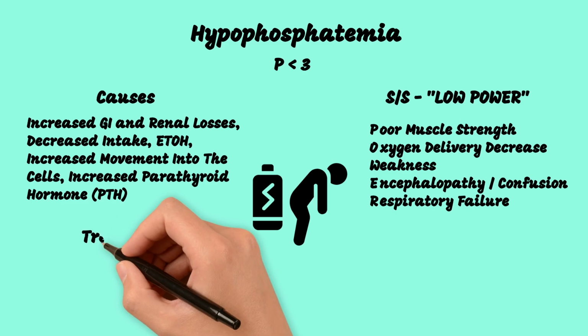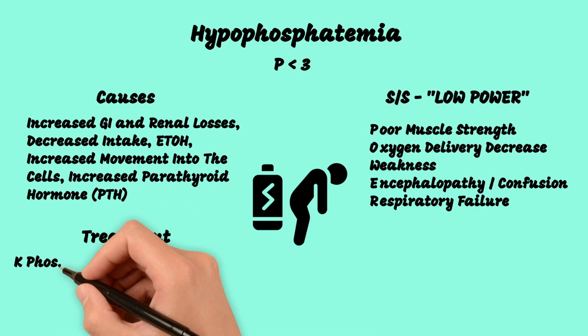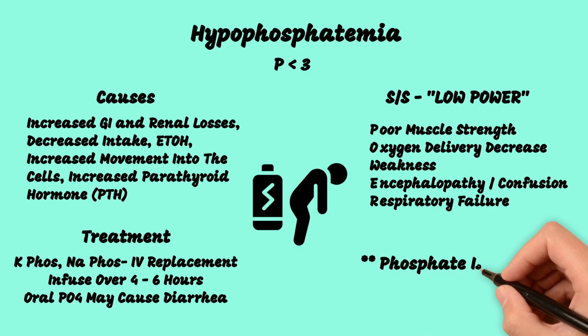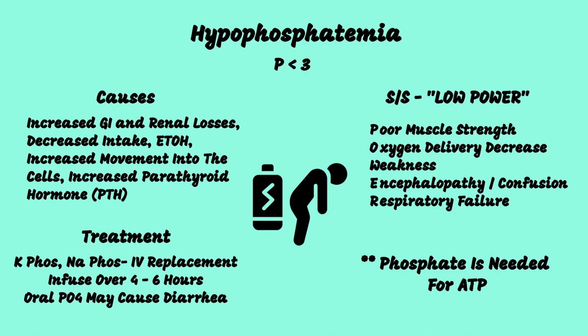So some treatments include K-phos or sodium phos. Which one depends on what our potassium and sodium levels are. When giving IV phosphate replacement, we need to infuse over 4 to 6 hours. So this is a slow infusion. We don't want to do it too quickly. And of course, we can give oral phosphate. Just remember, this may cause diarrhea.